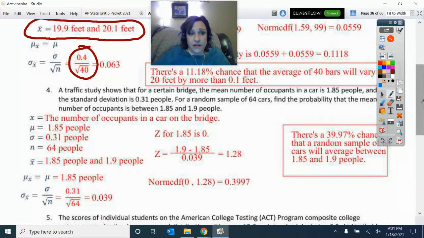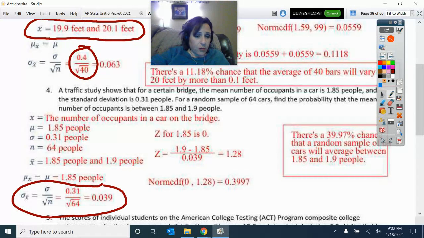Okay, so here was a traffic study. We got the occupants in the car, averaging 1.85 with a standard deviation of 0.31. They're going to take samples of size 64. So the question: find the probability that the average number of occupants is between 1.85 and 1.9. So I know the standard deviation of the sample averages is 0.039 because I'm taking samples of 64.